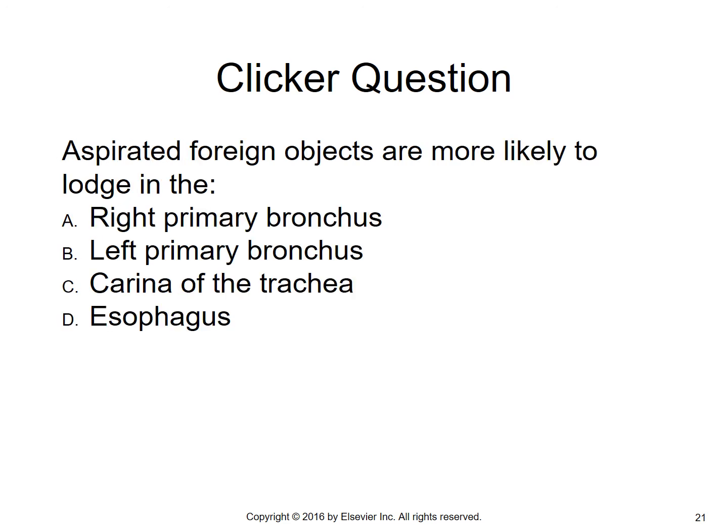Aspirated foreign objects are more likely to lodge in: is it the right primary bronchus, the left primary bronchus, the carina of the trachea, or the esophagus? So think about it. What did we learn? We learned that the right primary bronchus is wider, right? And a couple other characteristics too. But the main thing is it's wider, and then it's going to allow things to get in easier. So your answer should be the right primary bronchus.